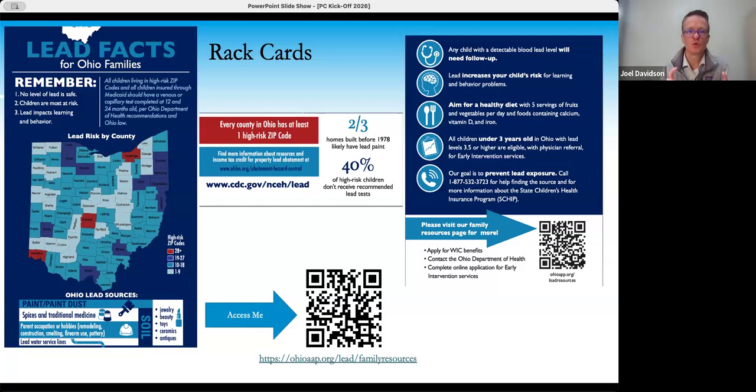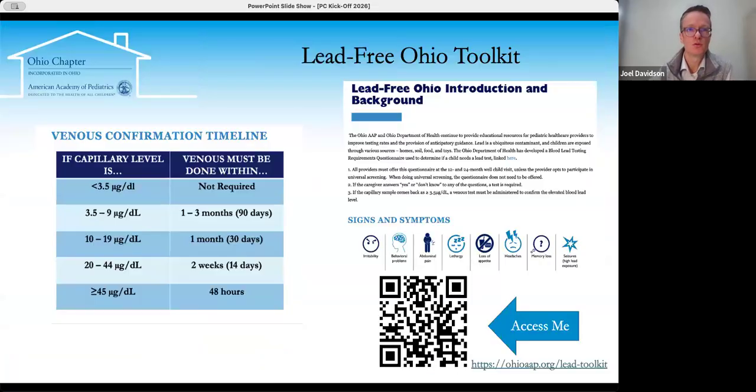And then the 2 QR codes that we have direct you to some of the information that we've developed as a team to help you address lead. So you can get this information on those 2 QR codes. At this point, I'm going to turn things over to Dr. Newman, who's going to talk a little bit more about what's available in our toolkit and how to address some of those elevated lead levels.